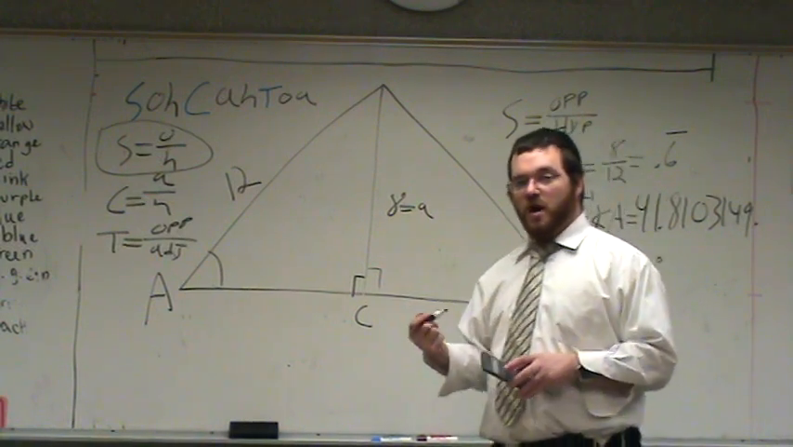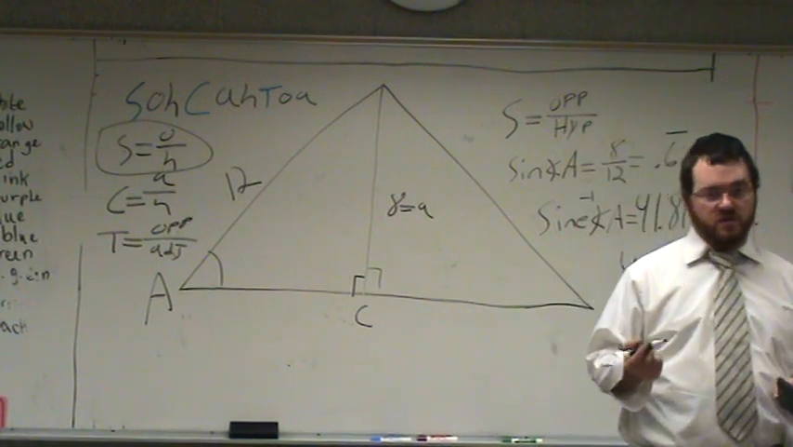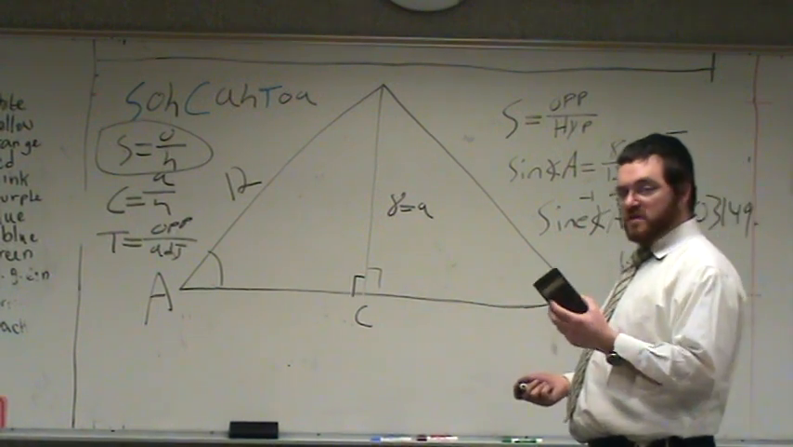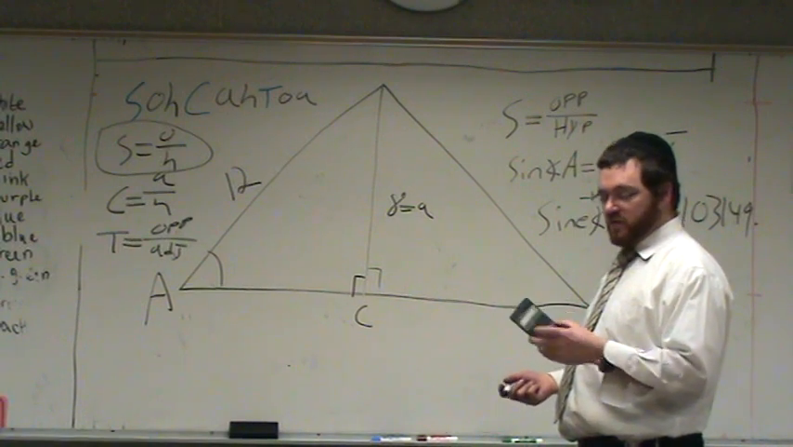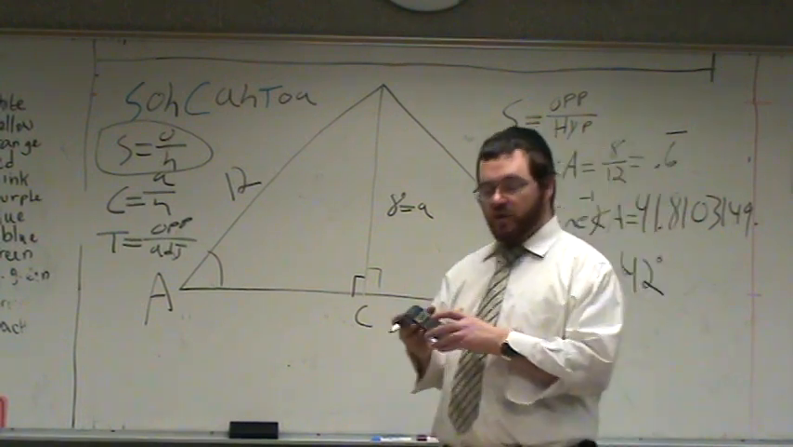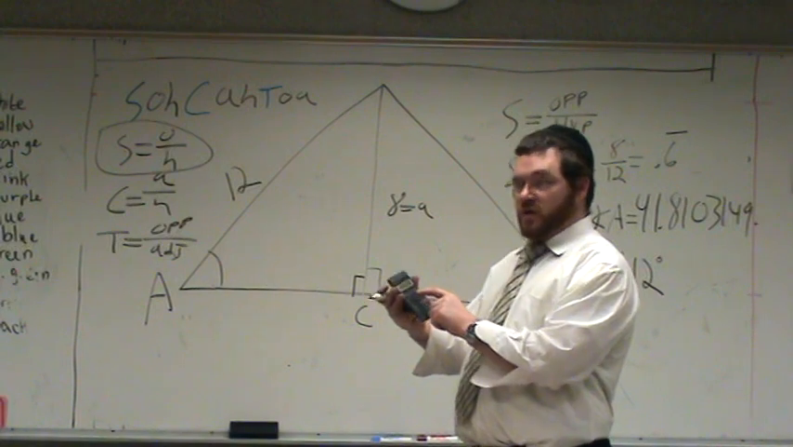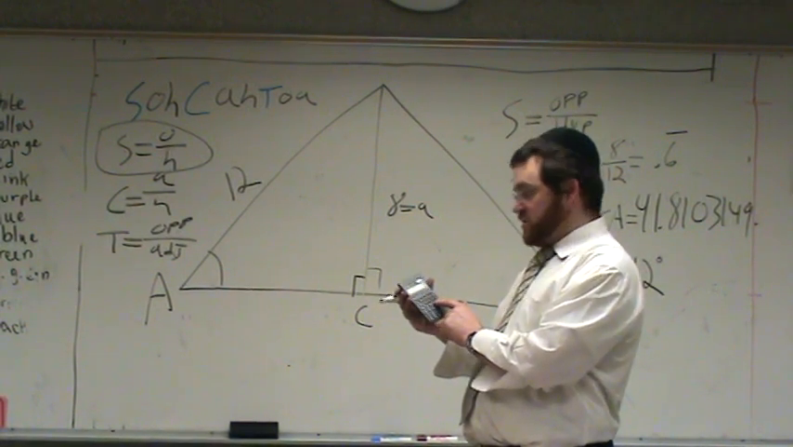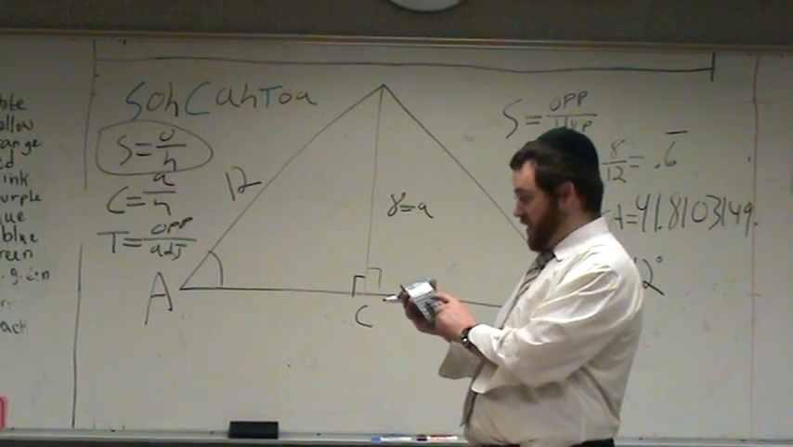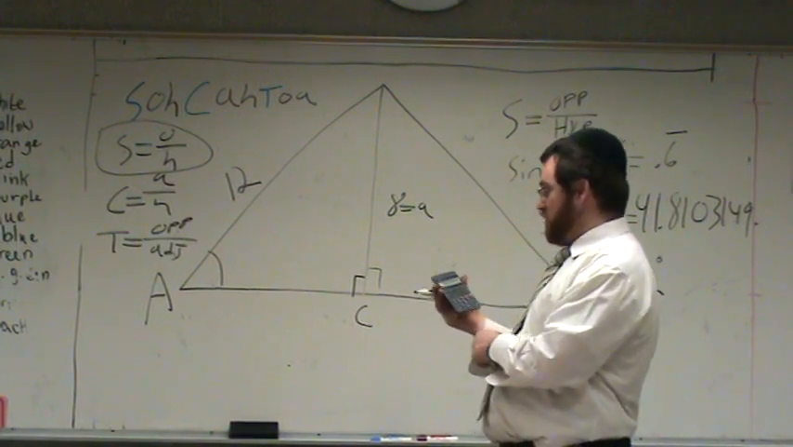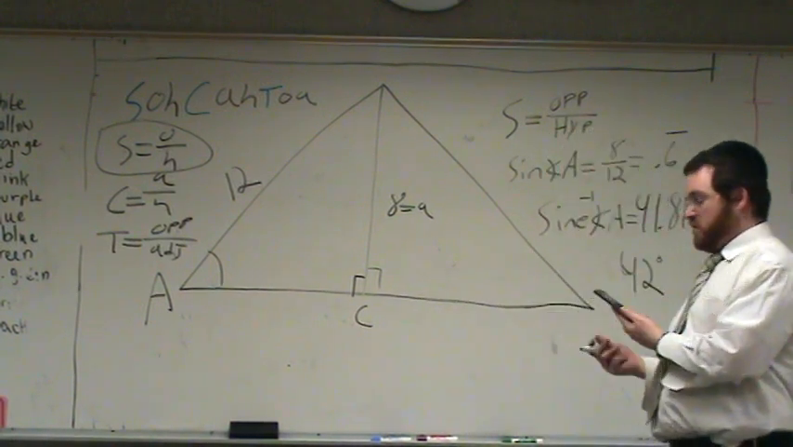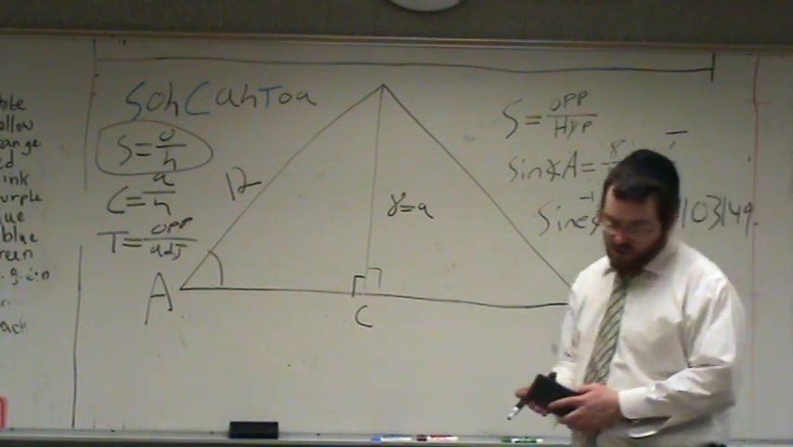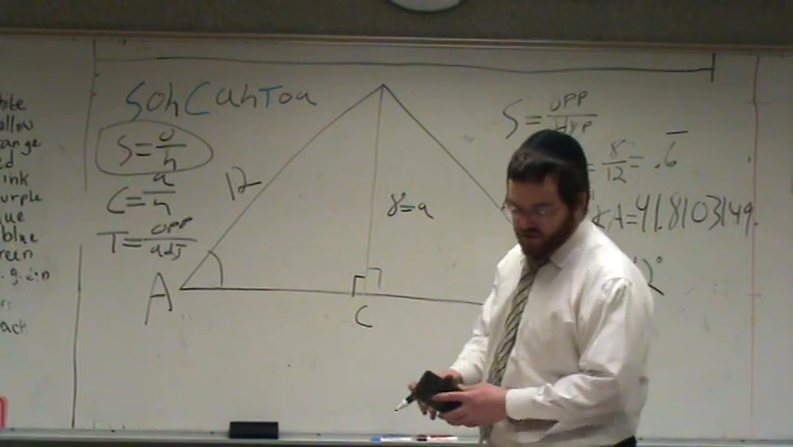We want to know the arc sine. We want to know the inverse sine, which is the angle. What you do is you hit the inverse key, or the shift key, or the second key, whichever key gives you the letters on top of sine, which says sine to the negative first power. Now you hit the sine button, you get 41.8103149. The question is, we want it to the nearest degree.